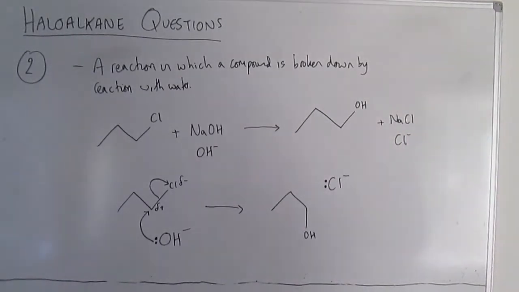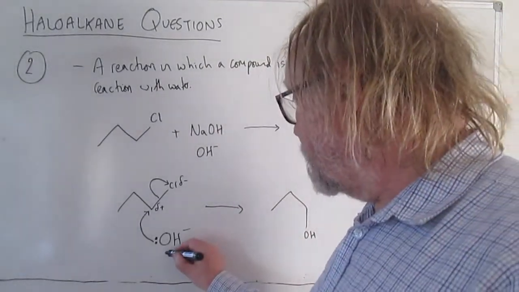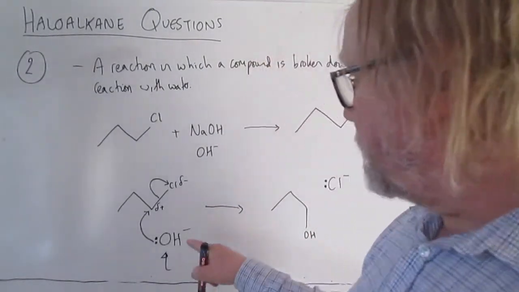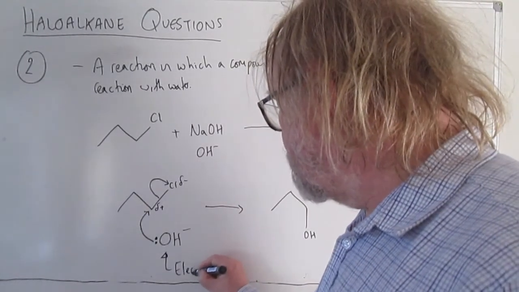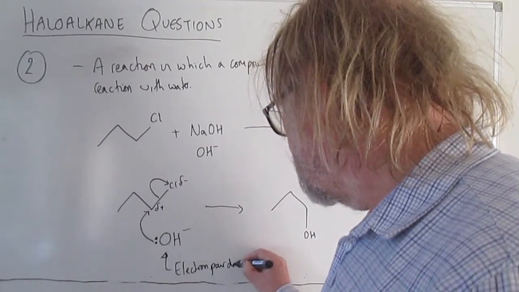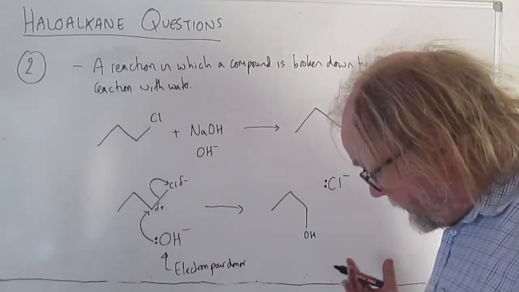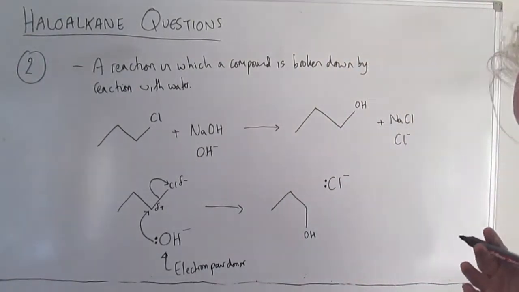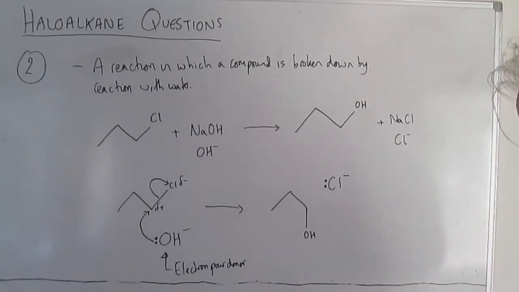So as it tells us in the question, this is called nucleophilic substitution, and the reason for that is that OH minus, the thing that's doing the attacking, is an electron pair donor. And that's the meaning of the word nucleophile. Okay, it means an electron pair donor.